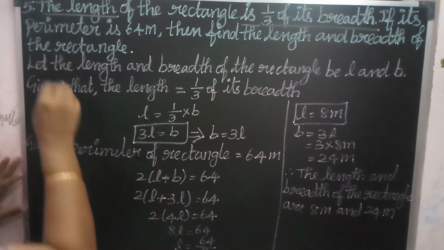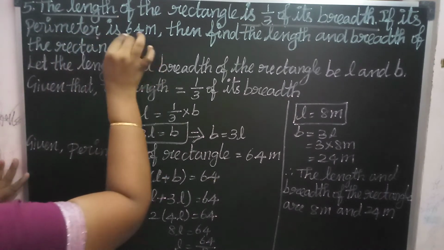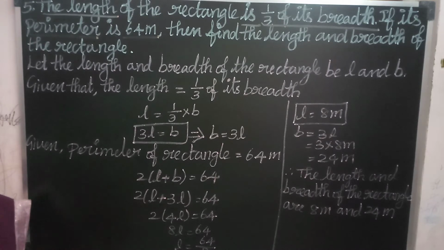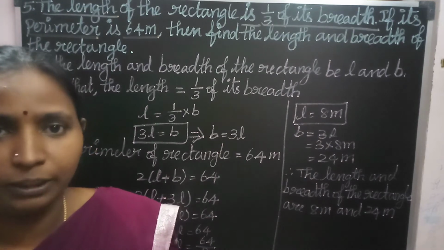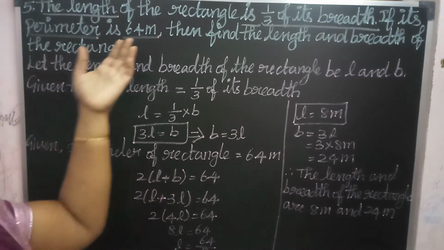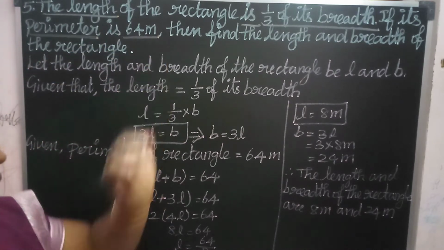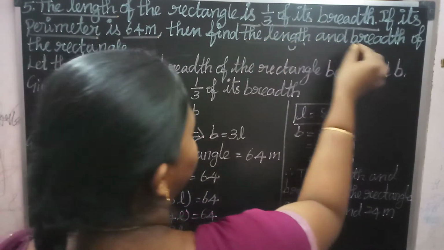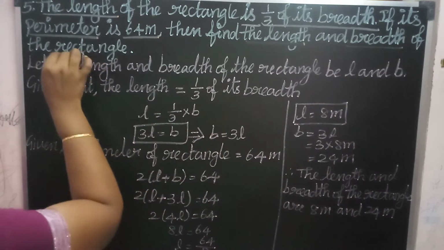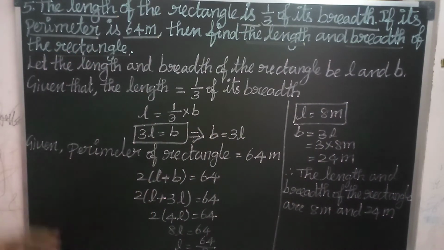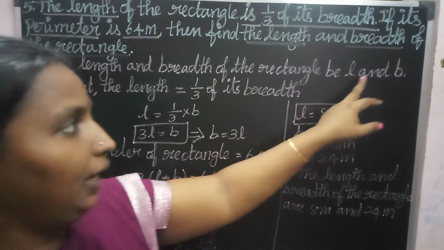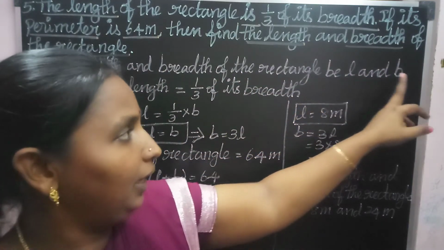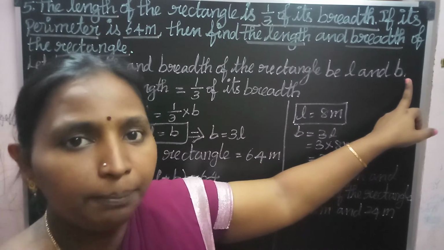The perimeter is given as 64 meter. So what is the perimeter of a rectangle? Very good, 2 into (L plus B) units. So if the perimeter of the rectangle is 64 meter, we are going to find the length and breadth of the rectangle. So let the length and breadth of the rectangle be L and B. Length be L and breadth be B.